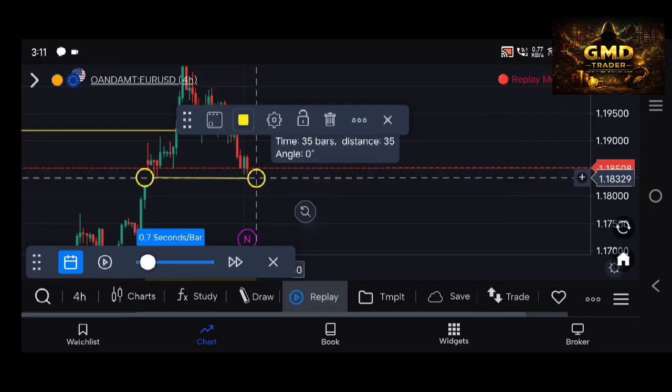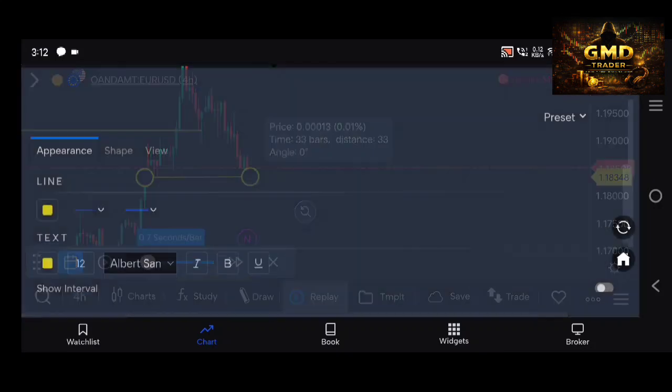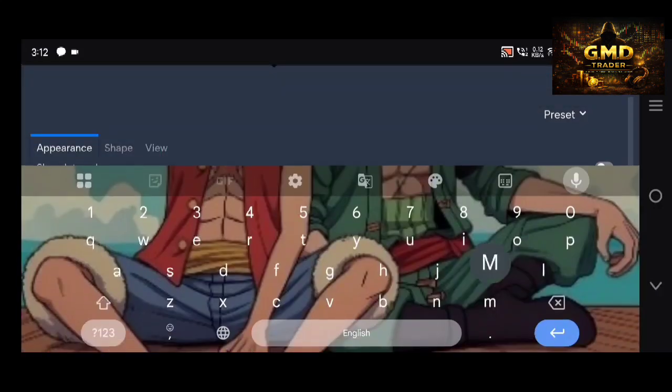Currently recording it on my mobile, so not so good, because I am not able to do it properly.